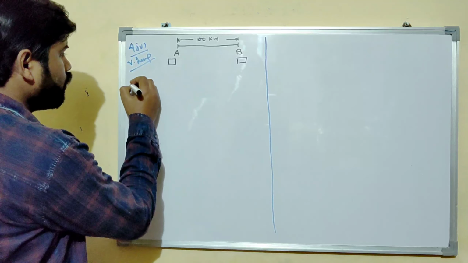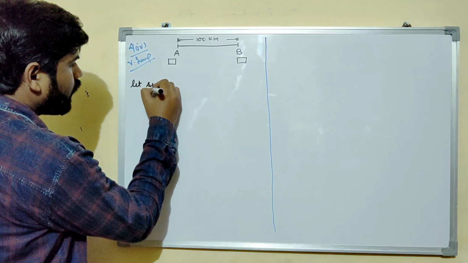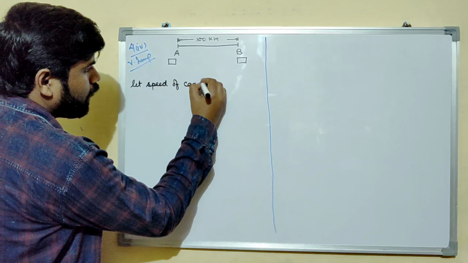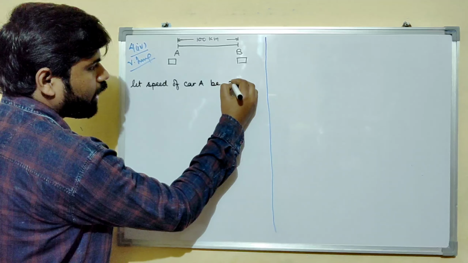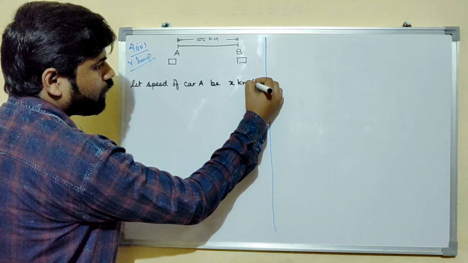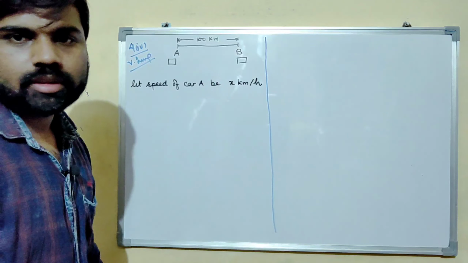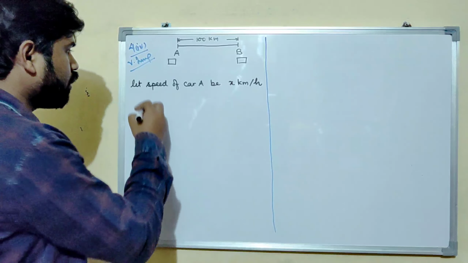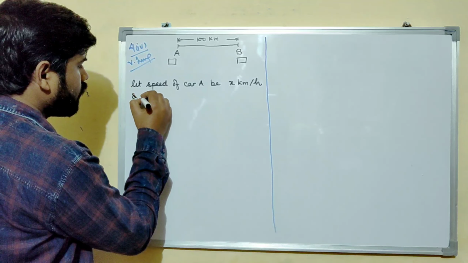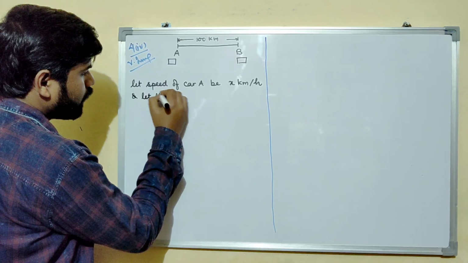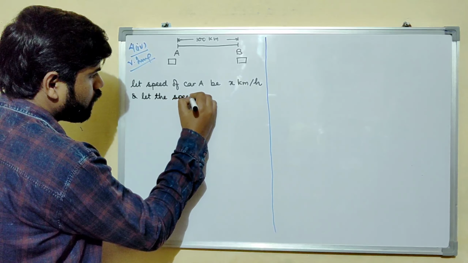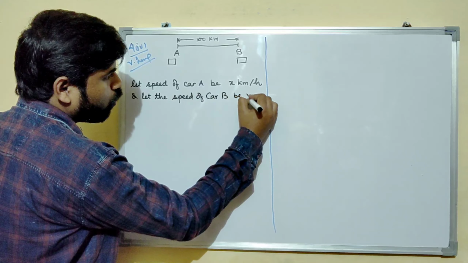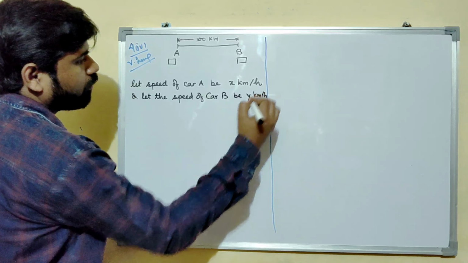So let us assume, let the speed of car A be x kilometer per hour. Okay, this is the speed of car A. That means the car at point A, place A. And let the speed of car B be y kilometer per hour.